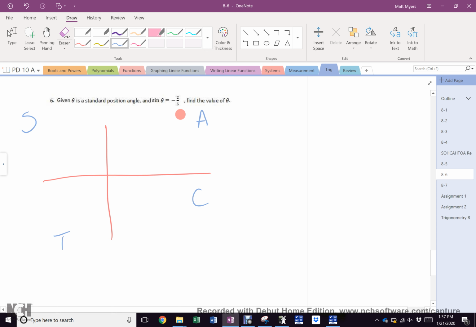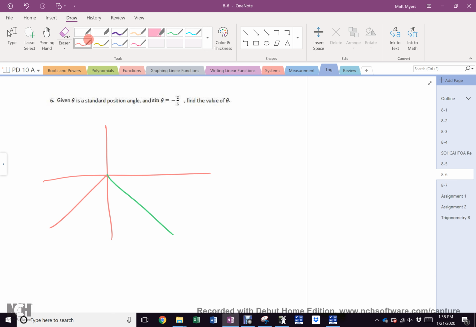I was taught CAST. I go ACTS because I like to read clockwise. That's just me. Or you can just remember it. So I'll ask again. Could sine be there? No. Could sine be here? Says right there sine is negative. Can sine be negative there? No, because all my y values are positive. So sine has to be there or there, yes?